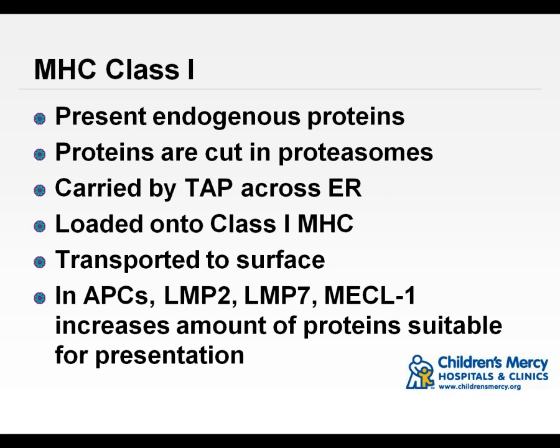In antigen-presenting cells, not all cells, there are things called LMP2 and LMP7 in macrophages, which can increase the amount of proteins that are suitable for presentation. So antigen-presenting cells can more effectively present with MHC class 1, but all cells can present with MHC class 1.